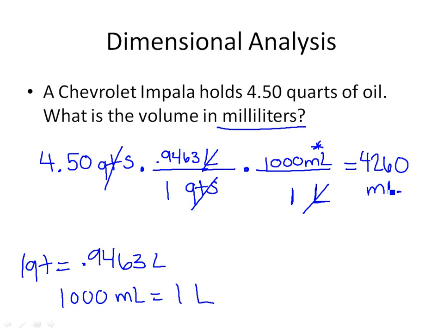As far as for your significant digits, we know that we're multiplying here. However, our 1,000 and 0.9463, these are exact numbers, okay? They're in the chart for us as an exact number. So we need 3 significant digits, and so that's how we got 4260 here. These are our 3 significant digits.